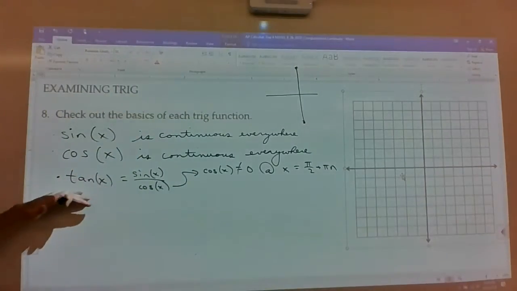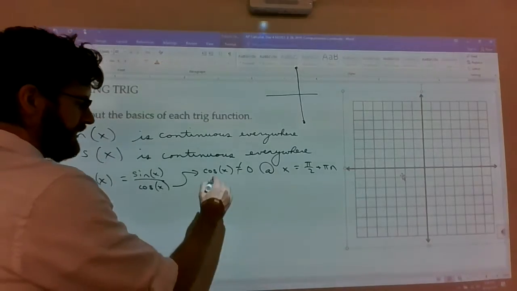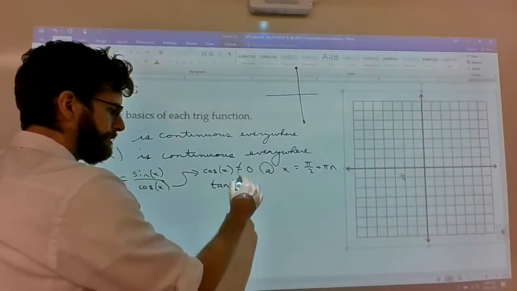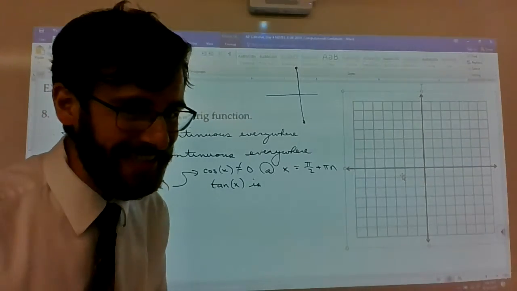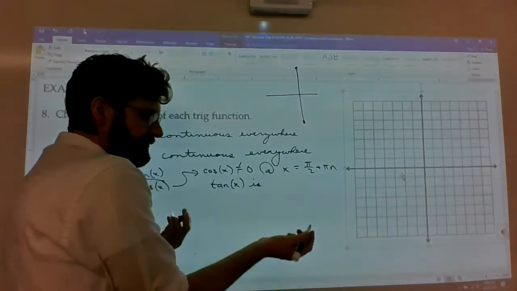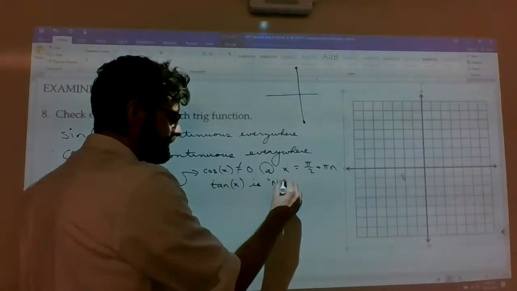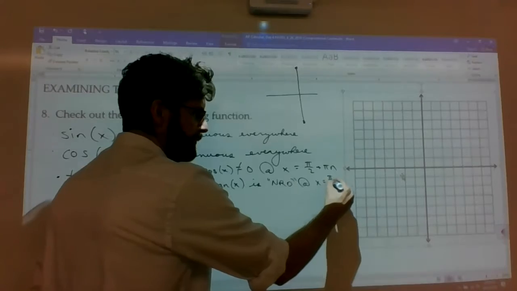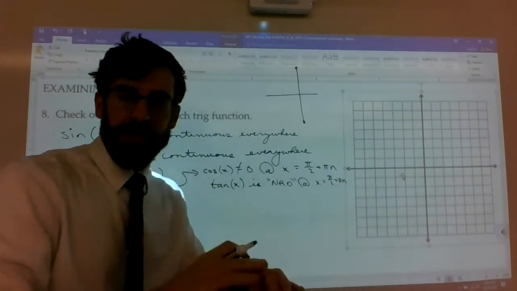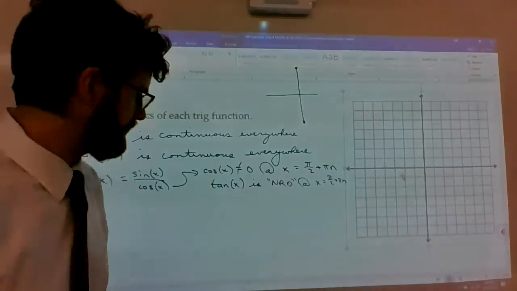Well, for tangent, we would say tangent of x is non-removably discontinuous. I'll just, for time purposes, say NRD. At x equals pi over 2 plus pi n. Continuous every other point.